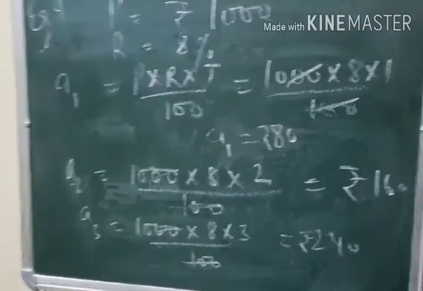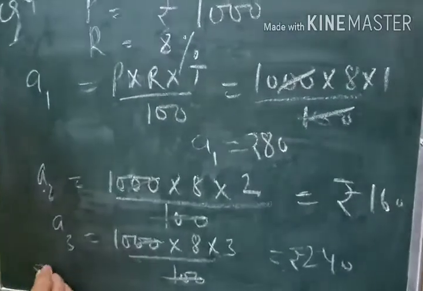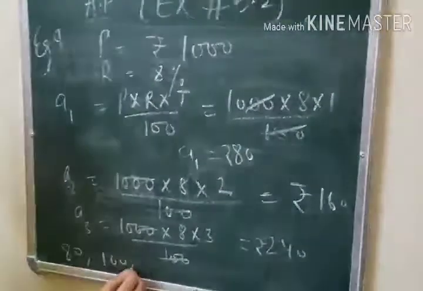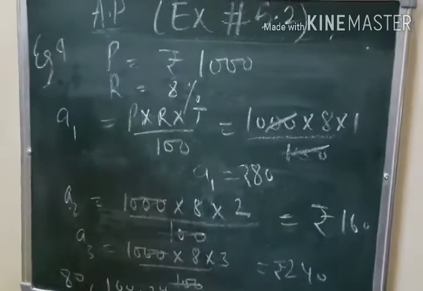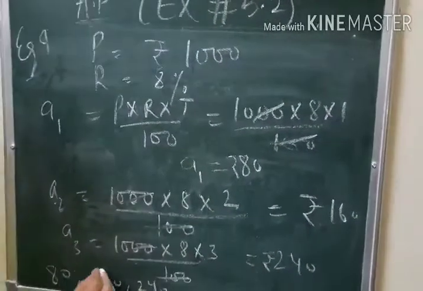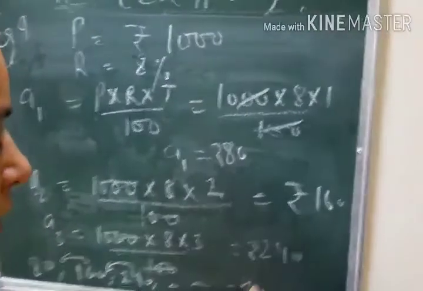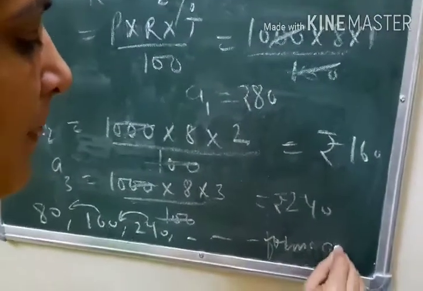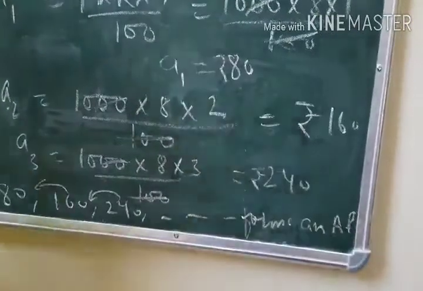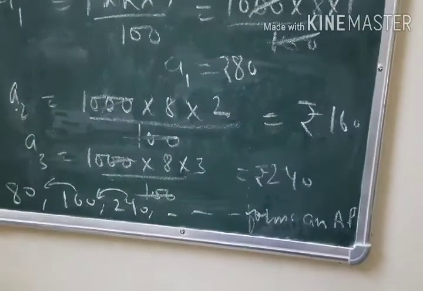You have to tell whether it is forming an AP or not. So if you write this 80, 160, 240 and so on, is it forming an AP? Yes, because the difference is 80. You can see that the difference is 80. So this forms an AP.